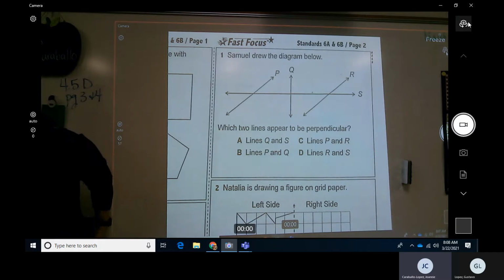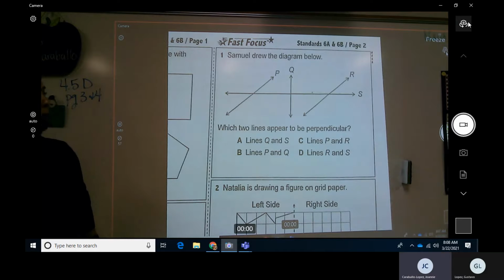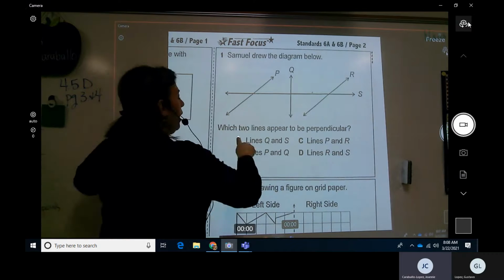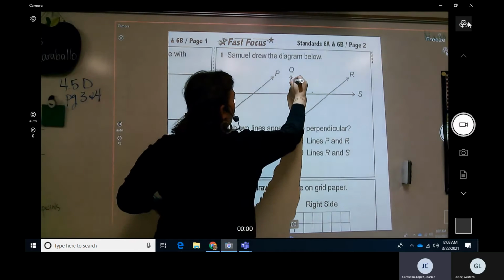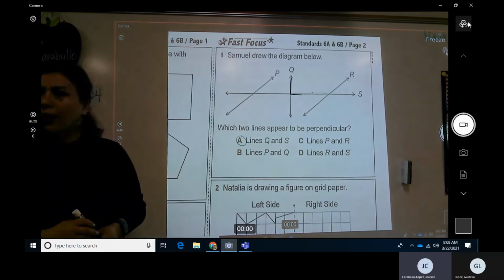All right. Do we have an answer? Do you have an answer for me? All right, so I want everybody to say it together. 1, 2, 3. A. Perfect. So A is line Q and line S. Is this a square corner? Yes.